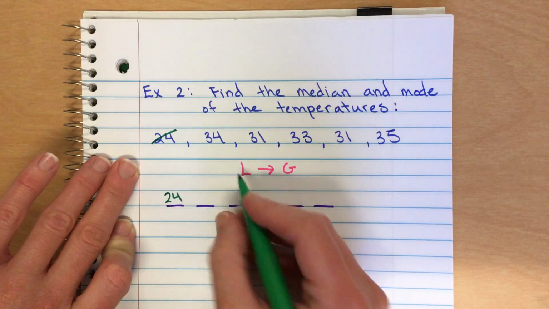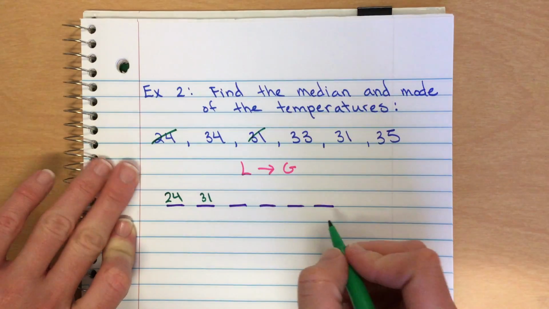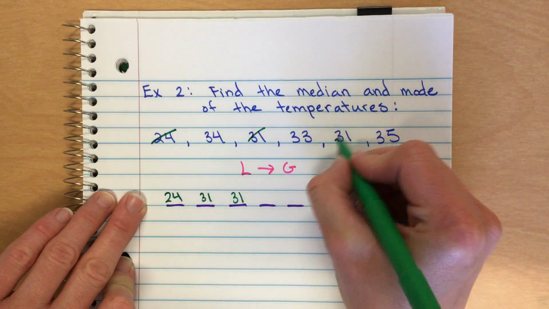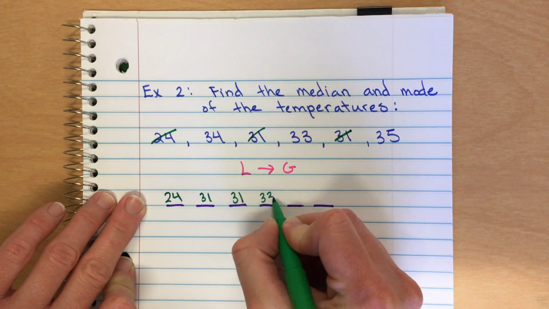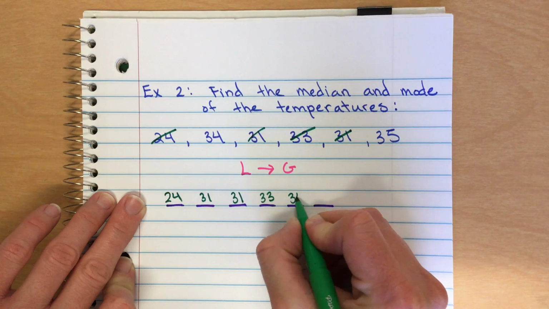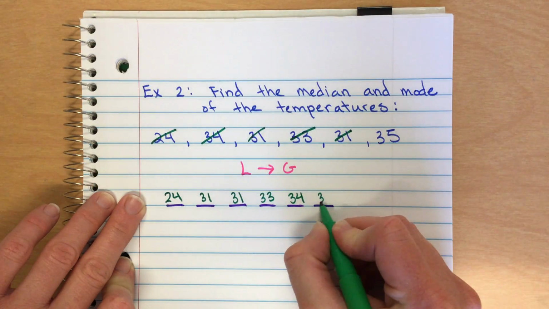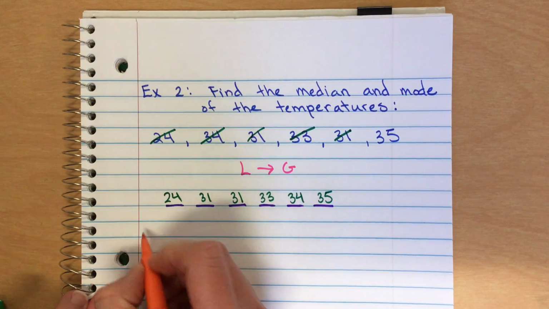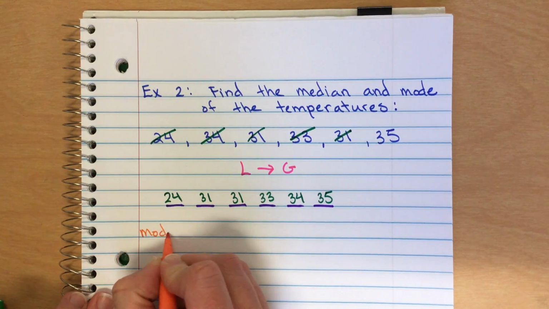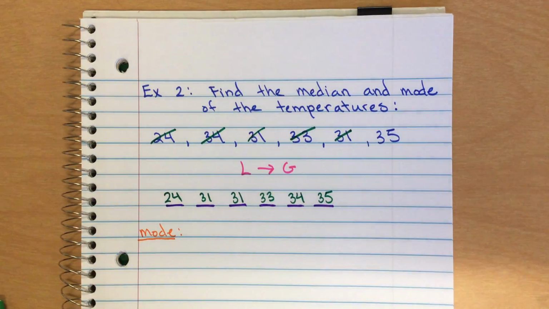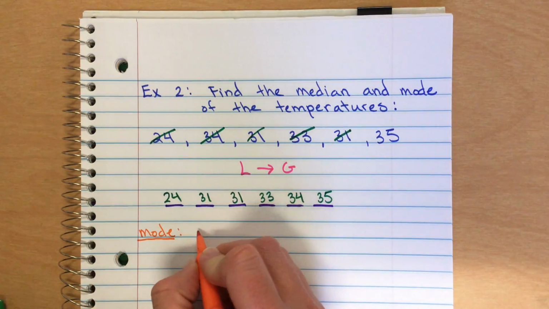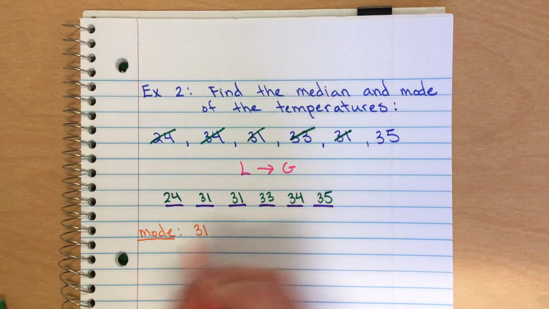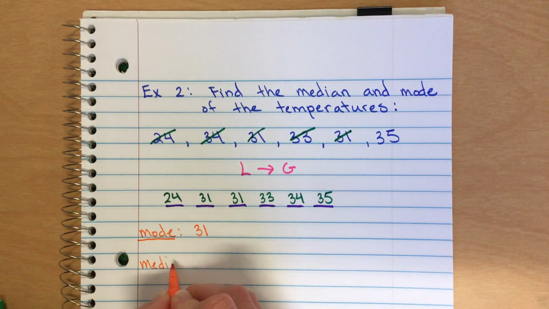So 24 is the smallest. Then I have 31, 31, 33, 34, and 35. Okay, so I'm going to go ahead and look at the mode before I cross them out because I think it's easier to see. Do we have any numbers that repeat, or are there any numbers that we see more often or the most frequent? Well, the only number that we have that repeats at all is 31, so that means that 31 is our mode. Okay, now we can find our median or our middle number.